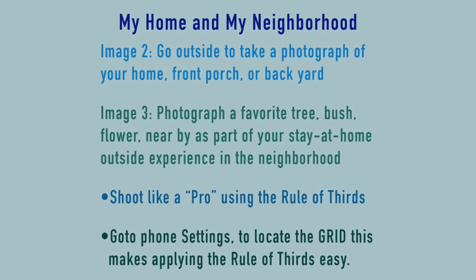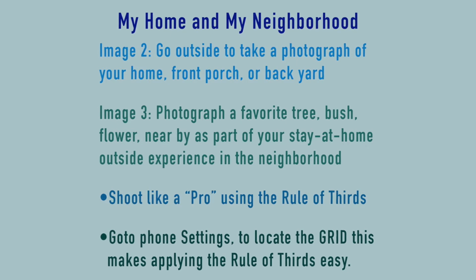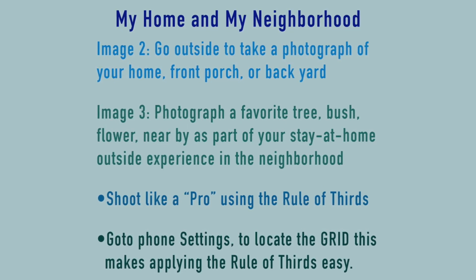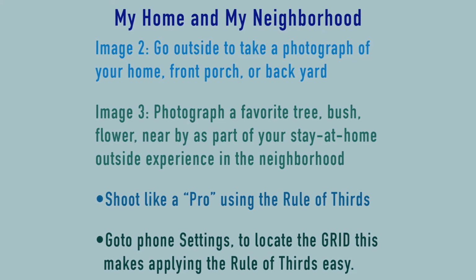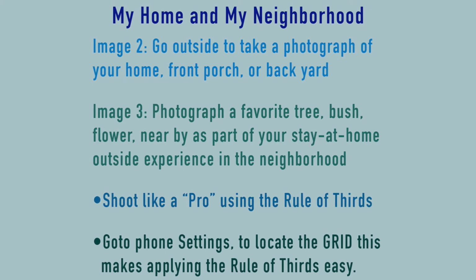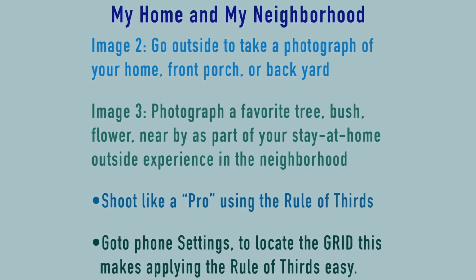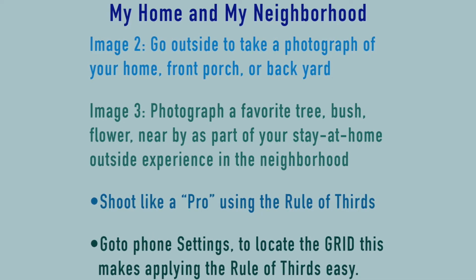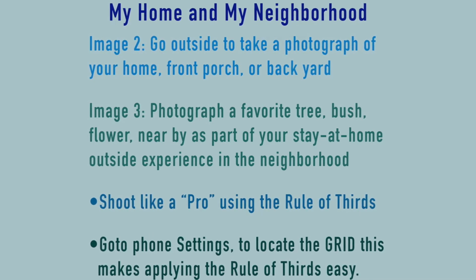So go to your phone settings to locate the grid. This makes applying the rule of thirds easy. If you cannot find a grid, you can still do the assignment without one. Let's pause here while you check out the grid and perhaps decide what you would like to photograph outside.